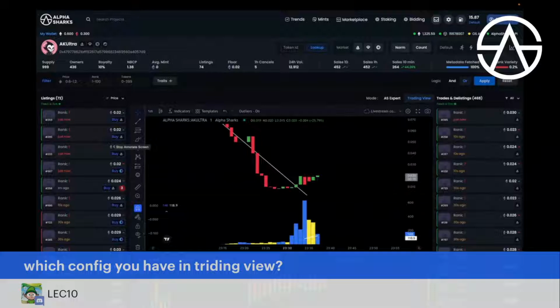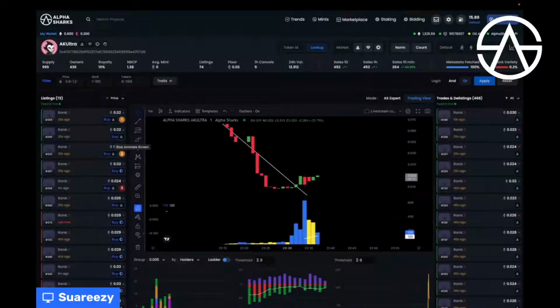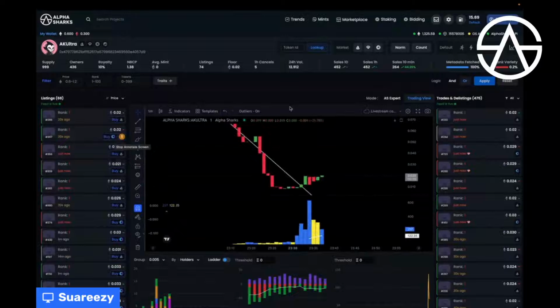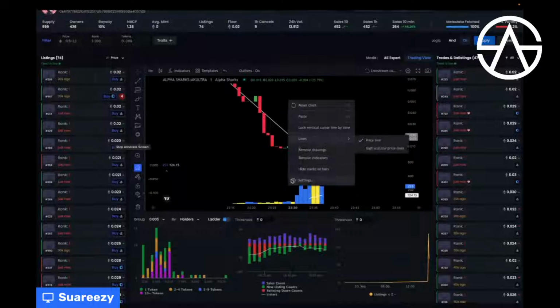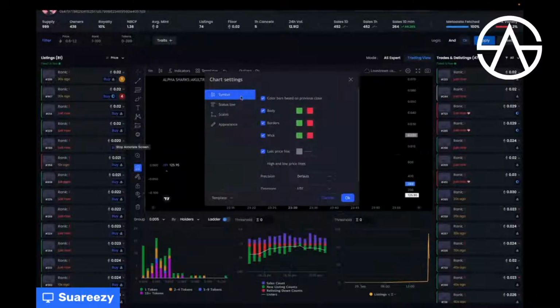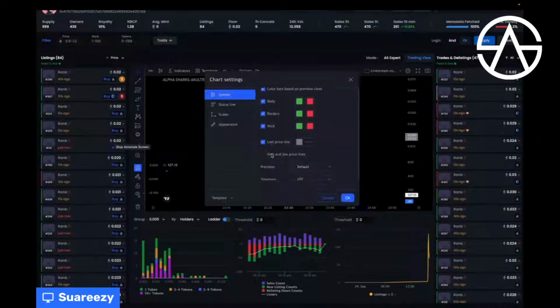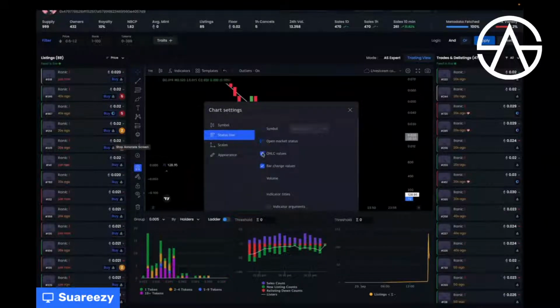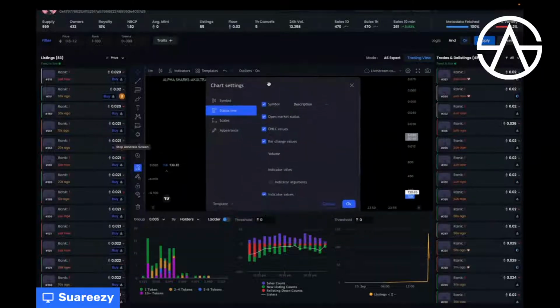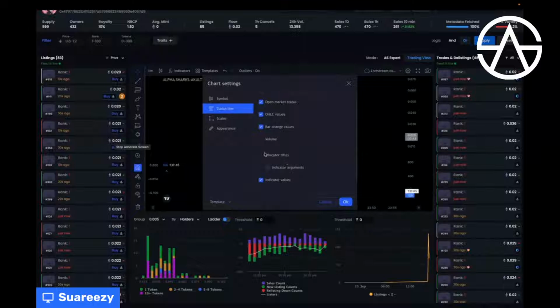Lect 10. Which configuration do you have in TradingView? I do a custom set, I guess. I like to just set things up myself, so I change the color of the bodies and the candlesticks. If you don't like the stuff on top, you can take all that stuff off. You just have to go through there and pick out what you like.